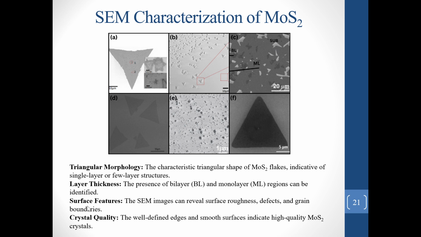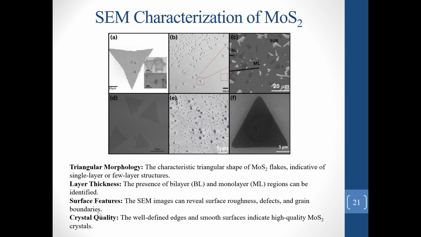Next is the surface features. The same image can reveal surface roughness, defects and grain boundaries. You can see it easily reveals the roughness, how rough your boundaries are. So this is not rough and these are the rough boundaries. This is not rough.